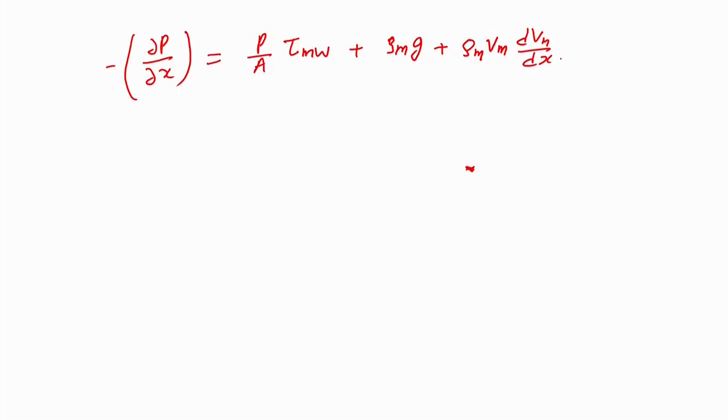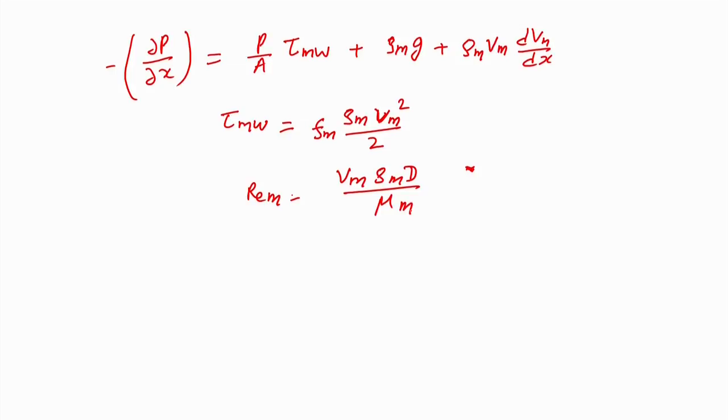So we have reduced everything in terms of the mixture velocity, and tau_mw we have written as rho_m v_m squared by 2 multiplied by the friction factor, which is based on the mixture velocity. The Reynolds number for this f_m will be based on the mixture Reynolds number, and that will be nothing but v_m rho_m D upon mu_m.